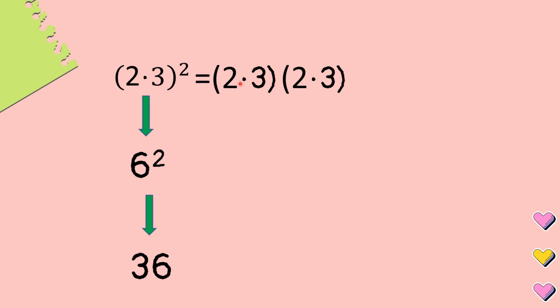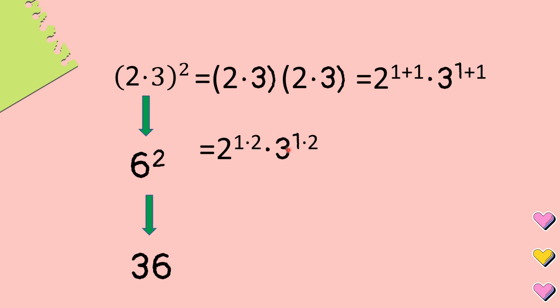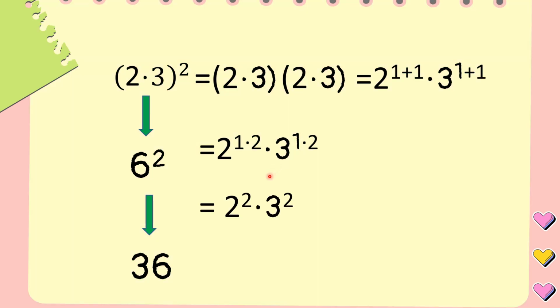And by the product law of exponent, when you are multiplying expressions of the same base, 2 and 2, 3 and 3, you just copy the base and simply add the exponent. So 2 here is understood to have an exponent of 1. 3 also is understood to have an exponent of 1. So we get 2 raised to 1 plus 1 times 3 raised to 1 plus 1. And by the power to a power law, we multiply the exponent inside by the exponent outside. So 2 raised to 1 times 2 times 3 raised to 1 times 2. So we get 2 raised to 2 times 3 raised to 2.